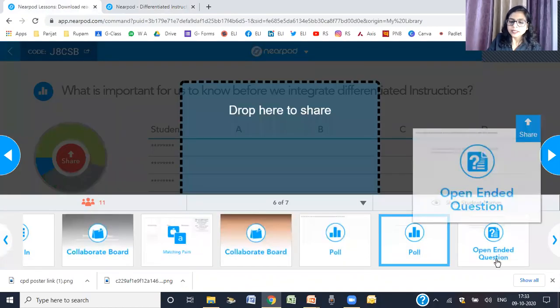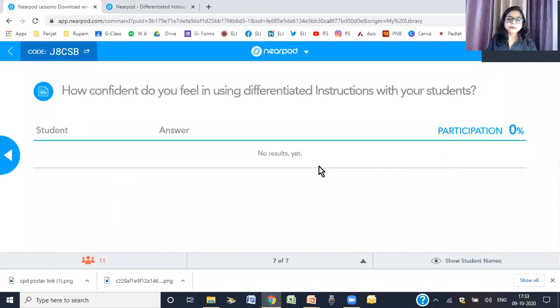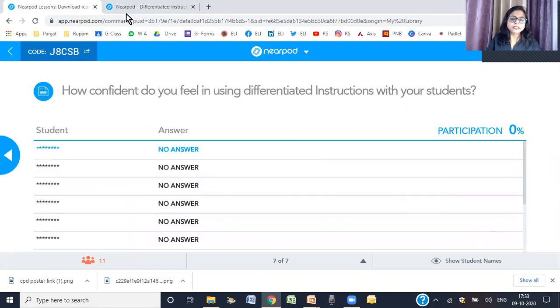The last thing, this is an open-ended question. How confident do you feel in using differentiated instructions with your students? Now you can write it in a form of a sentence also, whichever way you want. What confidence do you feel at the moment in managing differentiated instructions in the class? You may write it as a word, you may write it as a sentence. You want to put some additional information, you can do that as well.